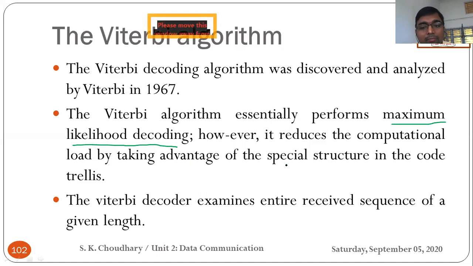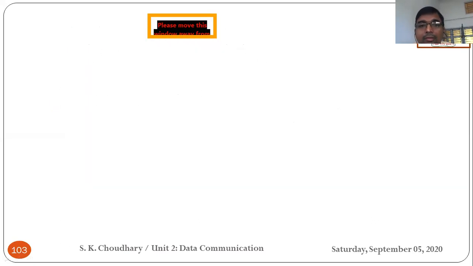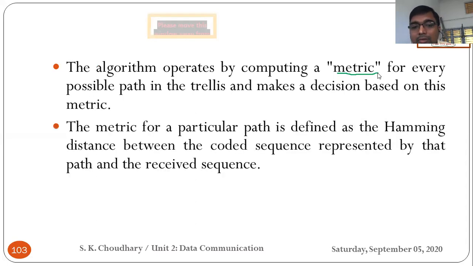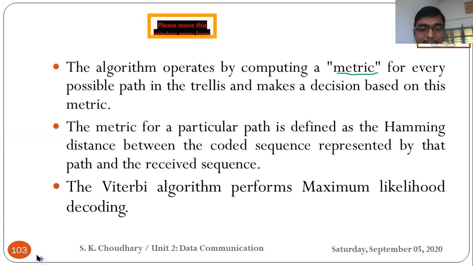And the Viterbi decoder examines the entire received sequence of a given length, and the algorithm operates by computing a metric. This is a very important point. It operates by computing a metric for every possible path in the trellis diagram and makes a decision based on this metric. So how is the metric to be calculated? So the metric for a particular path is defined. Now this is the definition of the metric. You have to know this.